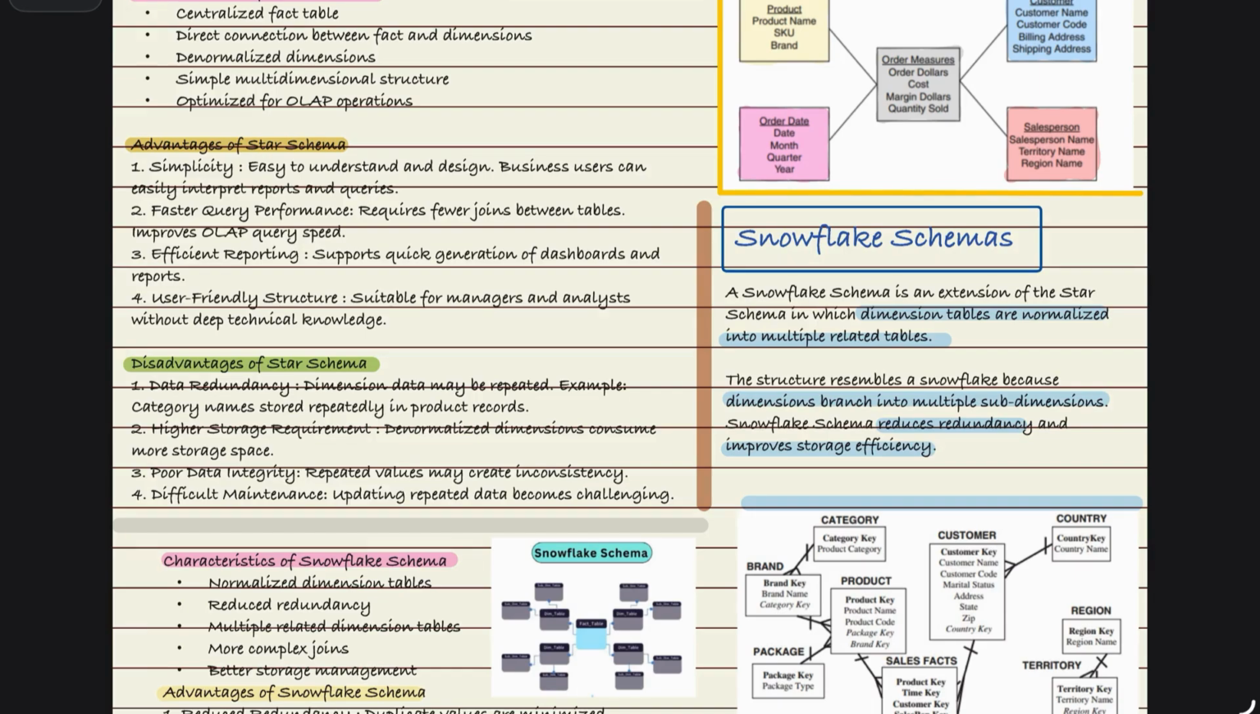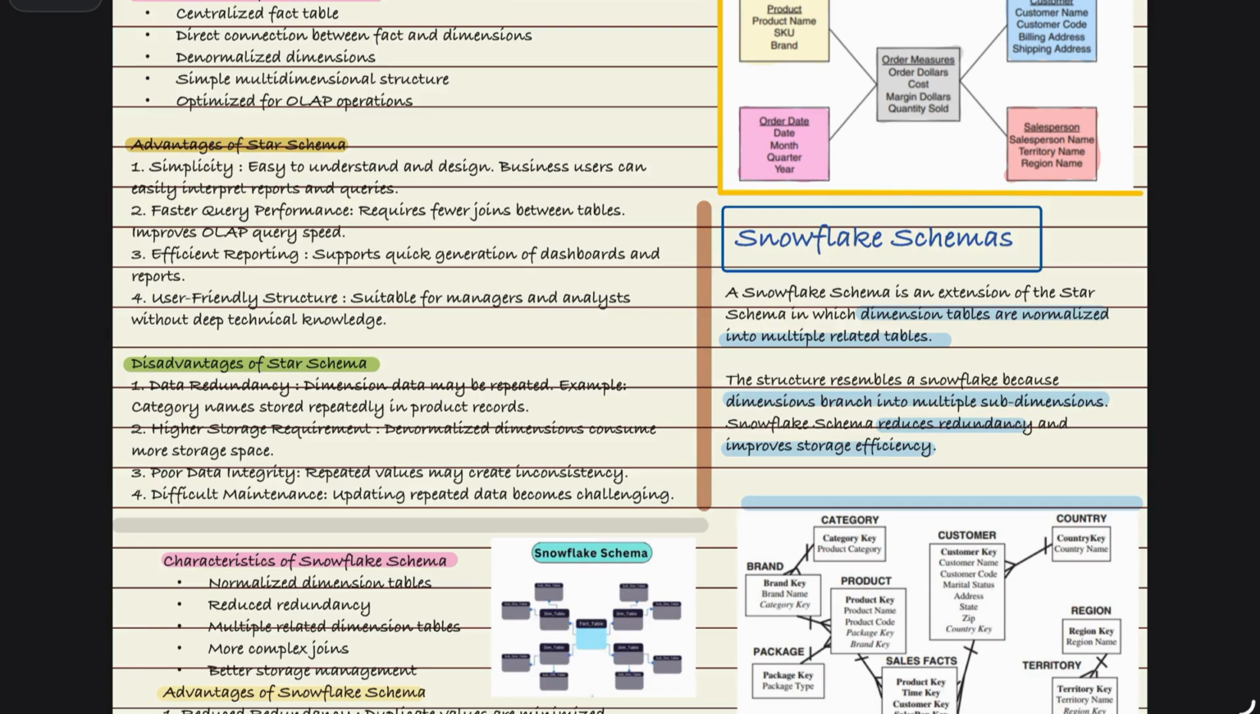So advantages would be it is very simple, it is fast querying, it is efficient and user friendly. But disadvantages come in being a massive data redundancy, because it is denormalized, there can be duplicate data. What happens is it gets repeated over and over again, for millions of individual products, you get a particular thing written again and again. Alright, and it eats up a lot of storage.